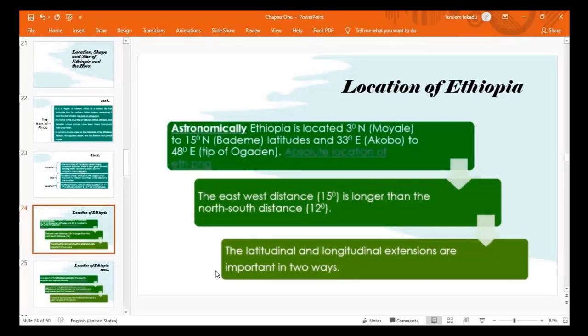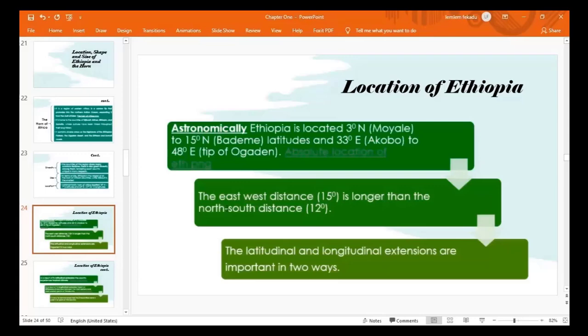Well, let's come to the location of Ethiopia. Astronomically, Ethiopia is located 3 degree north. That is the absolute, or the astronomical or mathematical, location of Ethiopia: 3 degree north up to 15 degree north latitude and 33 degree east to 48 degree east longitude.